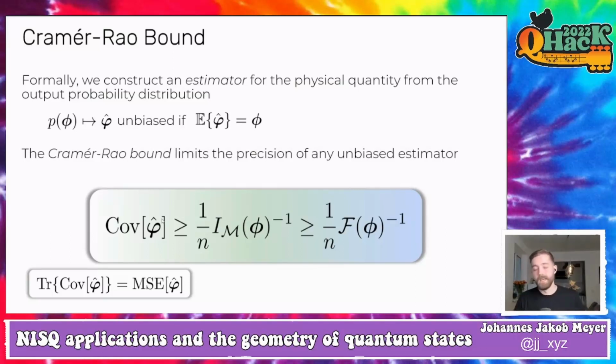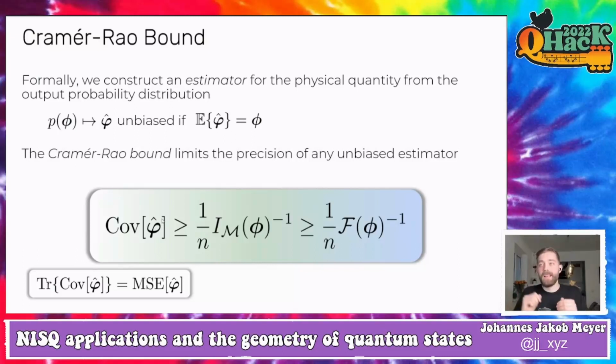And on the right-hand side, we have a lower bound. There's a lower bound to the variance, which means there's an upper bound to the precision you can achieve. It involves the classical Fisher information relative to those parameters that you're trying to measure, and the inverse of it. So what does this mean?